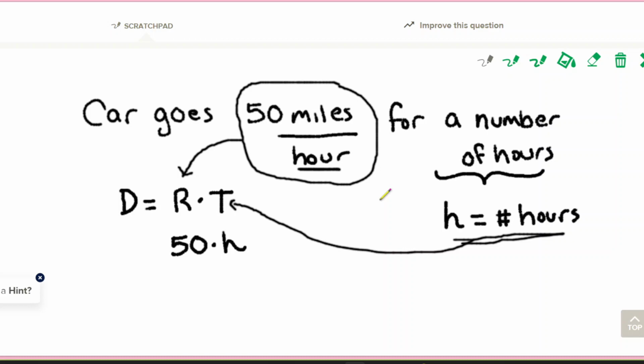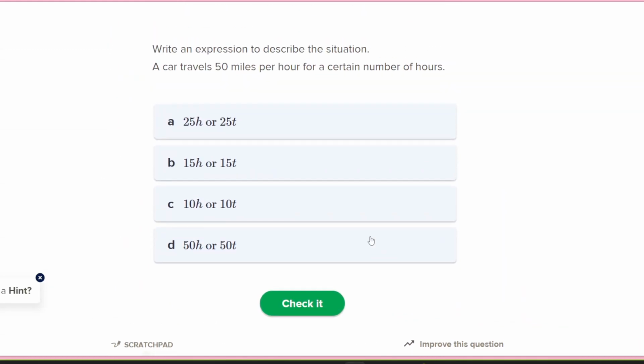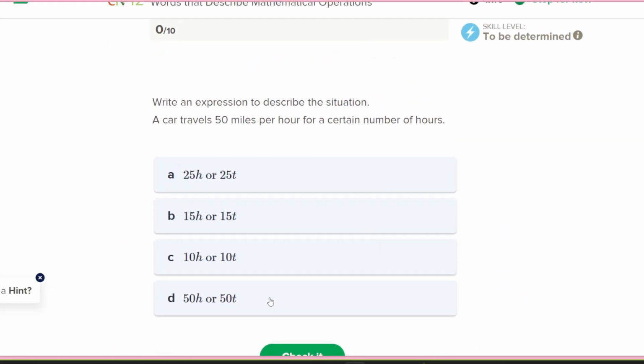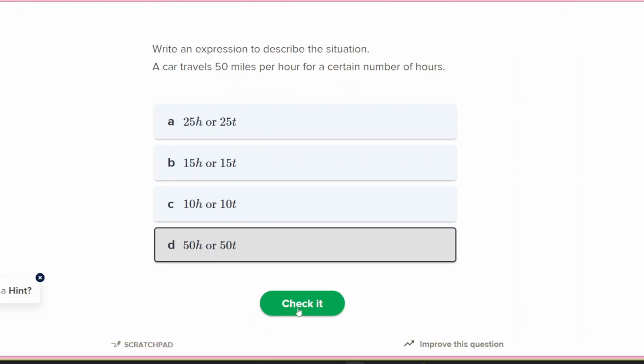And then you would have unit cancellation. If I take miles per hour and multiply it by a quantity with hours, the hours would cancel and you'd be left with miles, right? The final units here would be miles, but this is all they want. You just write an expression to indicate the situation being described. So 50 times h or 50 times t, I would choose answer D here, and then let's check it out. Wonderful.